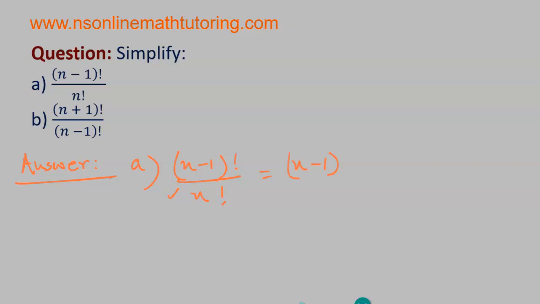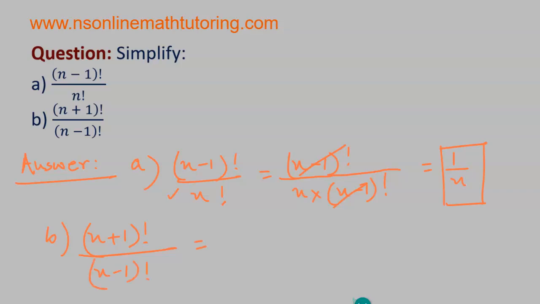The method will not be changing because we are having some variables instead of some numbers. So it will be n times n-1 factorial. And these two will be getting cancelled, and the answer will be 1 over n. This will be the answer for the subpart A. What is the subpart B? n plus 1 factorial over n-1 factorial.